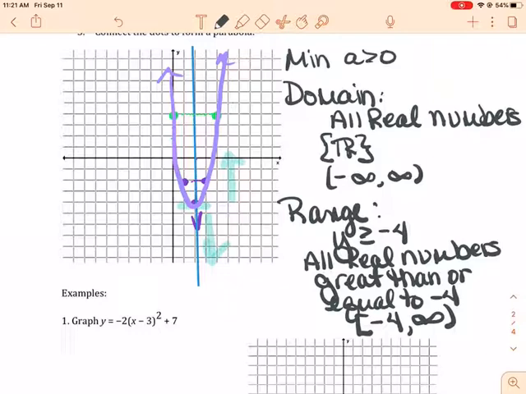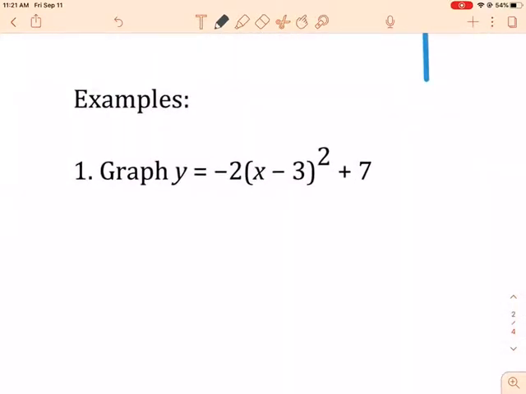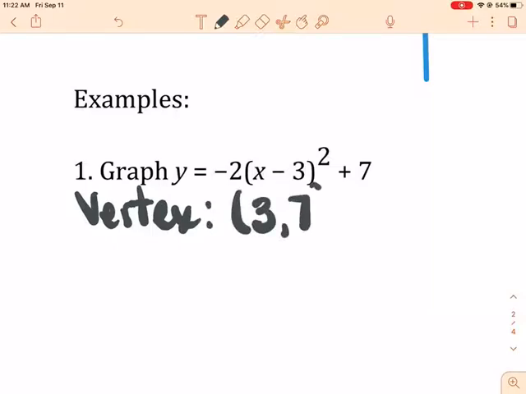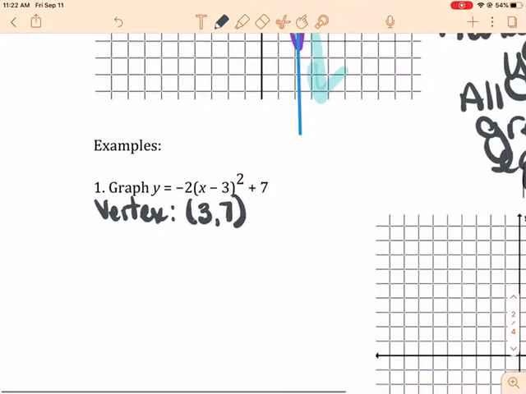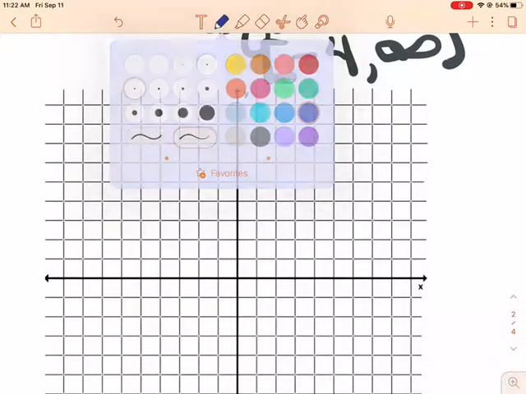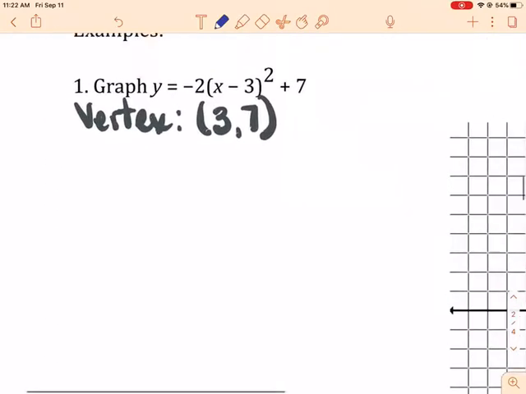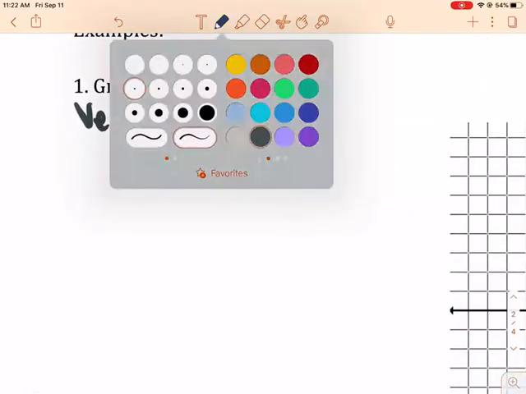All right, let's do another one together, okay? All right, so here's our graph. Okay, so let's start with our vertex. Okay, so we'll pull it out. It's going to be 3, 7, because that's h and k. So I'm going to come over to my graph, and I'm going to plot over 3 up 7. Okay, 1, 2, 3, 1, 2, 3, 4, 5, 6, 7. Here we are. Give it a little V for vertex. Okay, now we need our axis of symmetry.